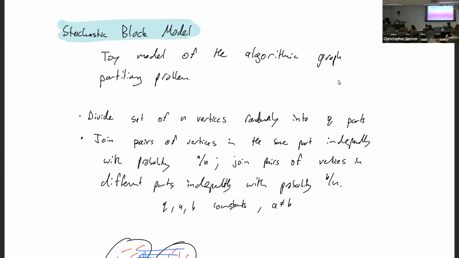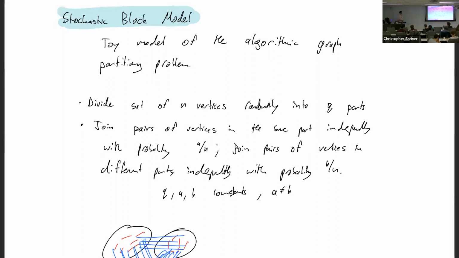You divide them randomly into Q parts. And here I'll always be thinking of Q as a constant. If you like to think of Q as 3, that's perfectly fine. So divide it into Q parts at random, so they'll roughly be the same size. And then you put random edges into your graph, but with the probability different depending on whether the edge is within a part or crossing a part. So let's say a over n if you're within a part and b over n if you're crossing a part. And here we're thinking Q, a, and b are all constants, and n is getting big.